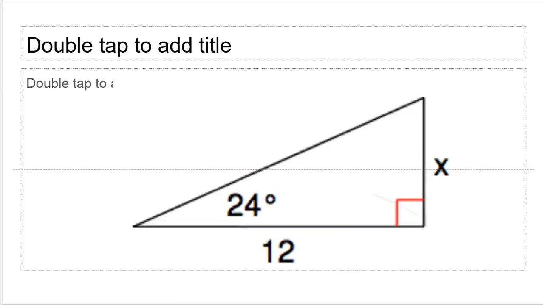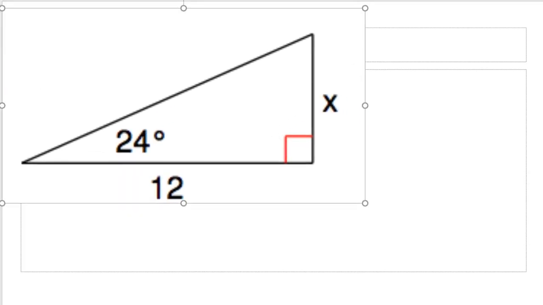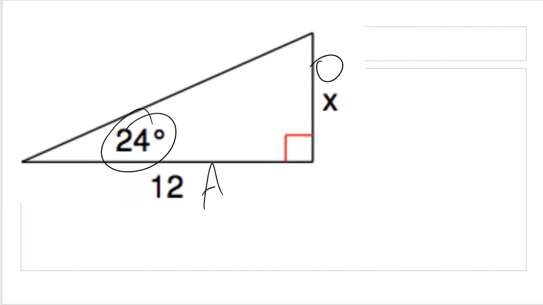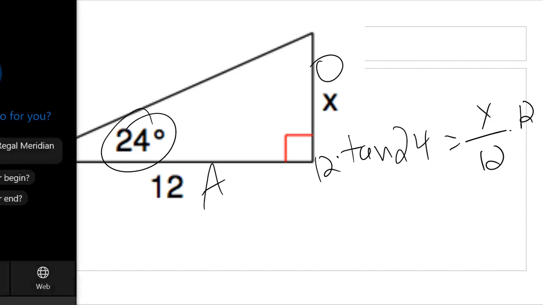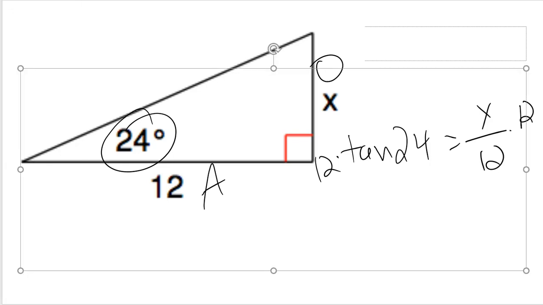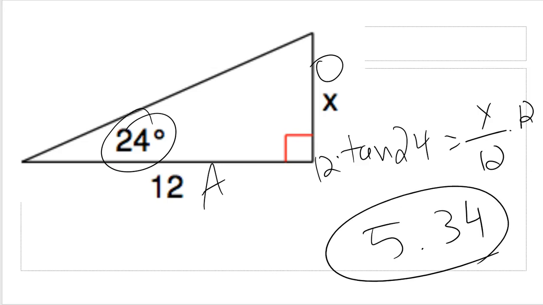All right, next one. I'll move this over here. I have opposite and adjacent, so we use tangent again. Tangent of 24 equals x over 12. Now my number's on the bottom, so I'm simply going to multiply both sides by 12. So I'm going to take 12 times tangent of 24. We have 5.34. There we go. Next one.